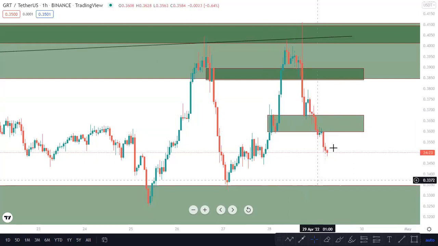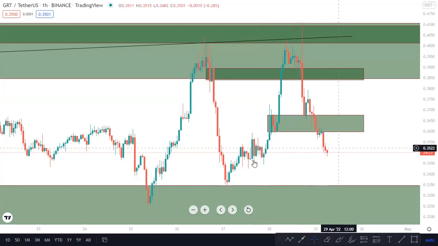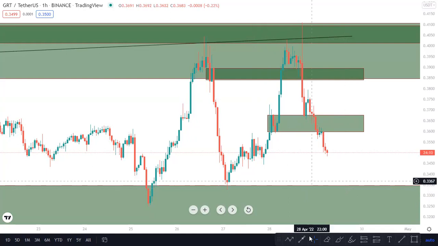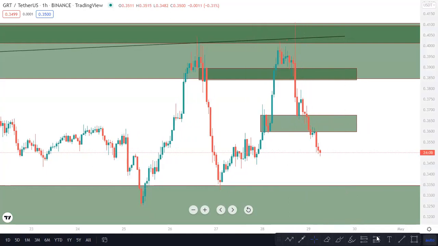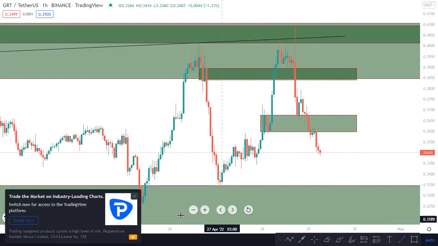It's the same thing. We want to see if we respect this zone area or we just continue going down to these areas and check our buys from there. So that is what we're expecting on this coin. So what you can do again, those who are trend line traders, guys, you can make money trading trend lines.